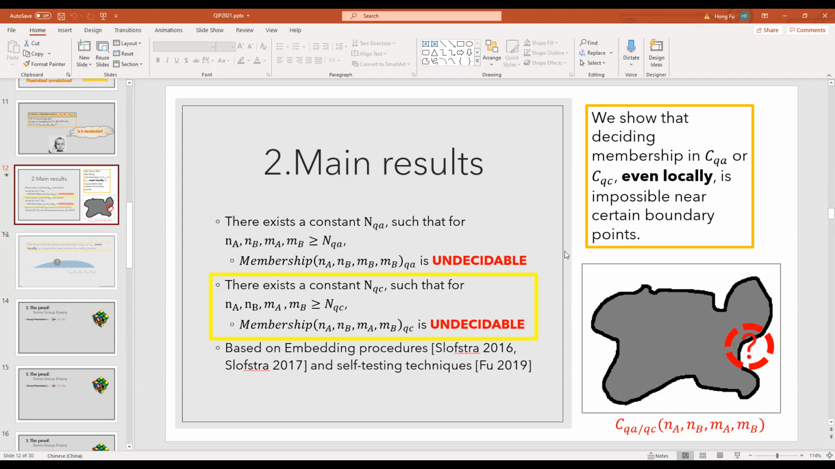I see. So even this specific point in the correlation set somehow captures the hardest part of determining membership in this whole set. Yeah, yeah. I see. Very cool. Thanks.